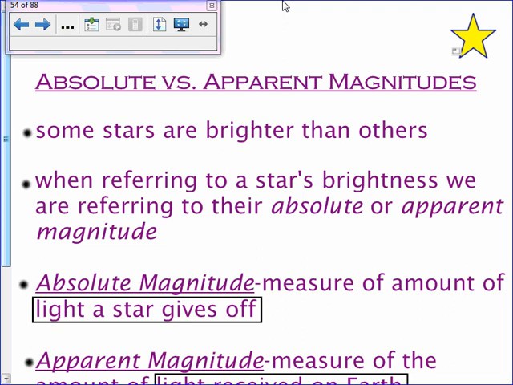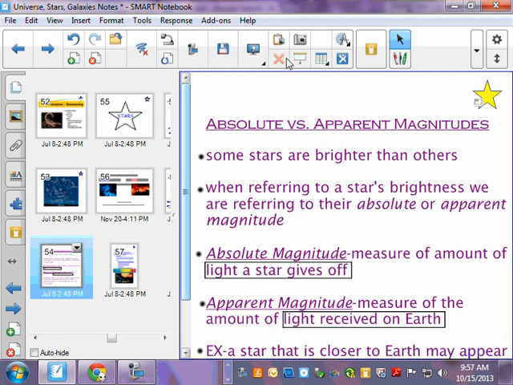So, as you have looked in the sky when you're searching for constellations, you probably noticed that some stars are brighter than others. And we talked the other day about how the constellation Orion has always been really easy to see, and it's one of the most common constellations that people do see. That's because the stars contained in it are really bright, especially in his belt. So, when we're talking about the brightness of a star, we're referring to their absolute and apparent magnitudes.